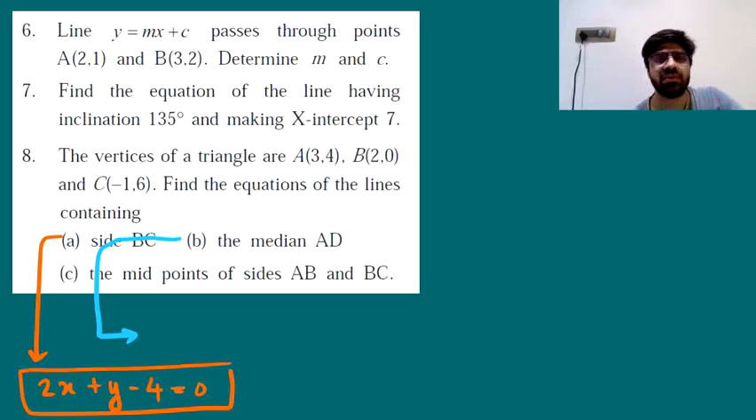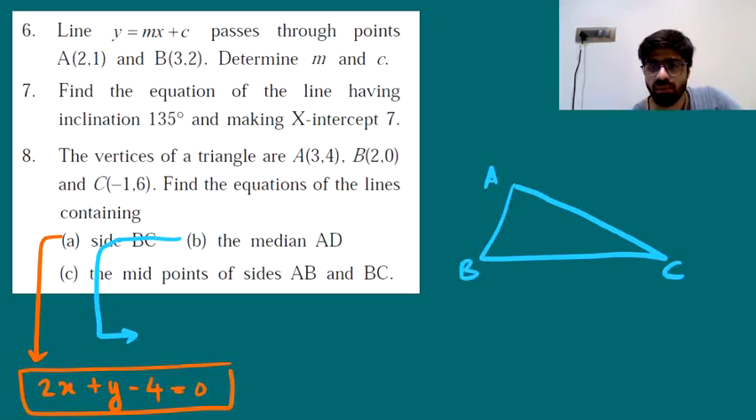You need to understand that when there's a median AD, median means the line that joins a vertex to the midpoint of the opposite side. So if this is your triangle ABC, the midpoint of BC will be D, and if I join A and D, because D was the midpoint, I can say that AD is the median. So we need the coordinates of D, and we can get that by the midpoint formula. D is the midpoint of B and C.